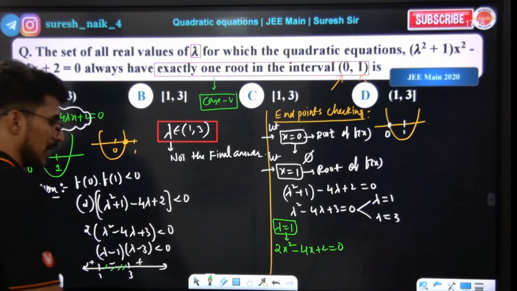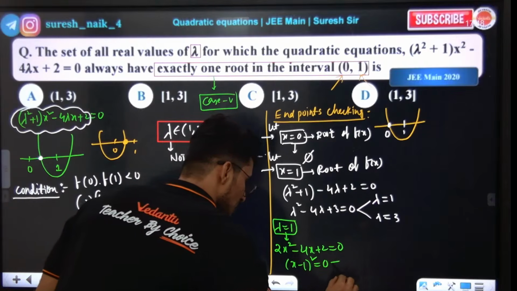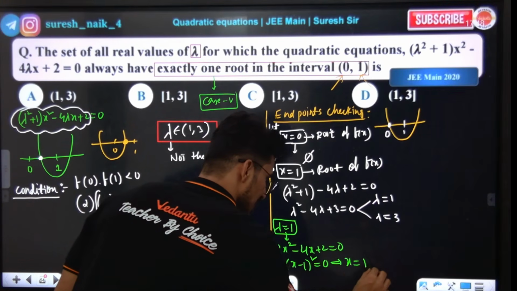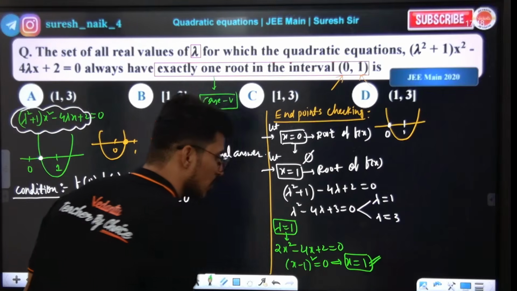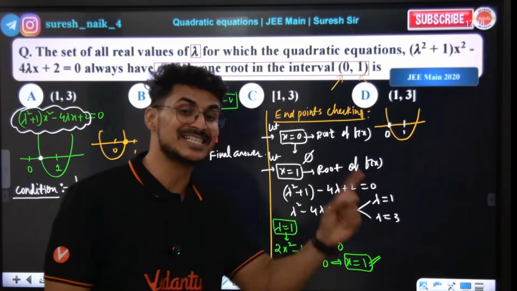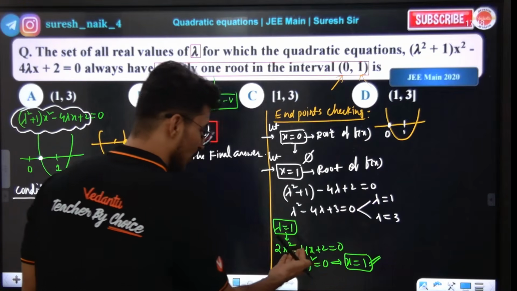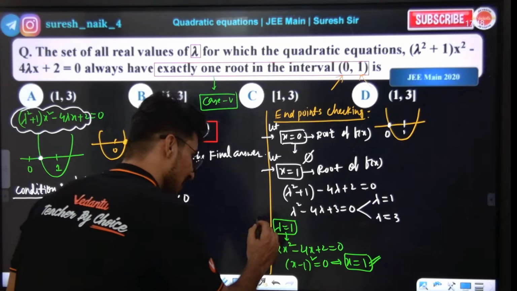So what are the roots I am going to get? Tell me. This is in fact x minus 1 whole square. So I am getting x is equal to 1. Equal roots I am getting. Equal roots. But what are we getting? Exactly 1 we are getting. X is equal to 1 we are getting. When I am taking the lambda value 1, I am getting x value 1.